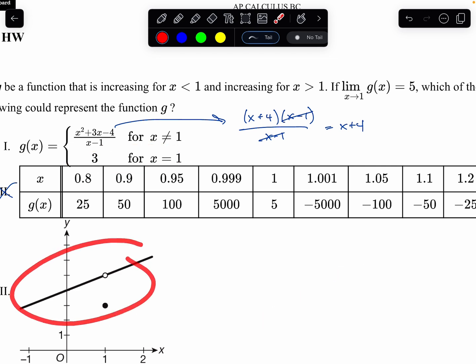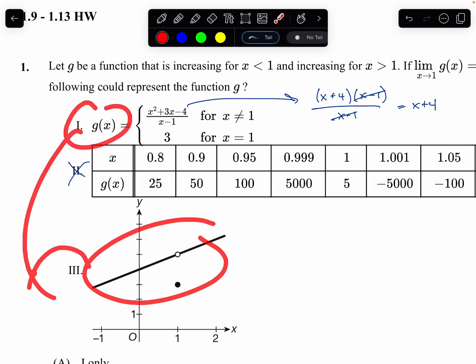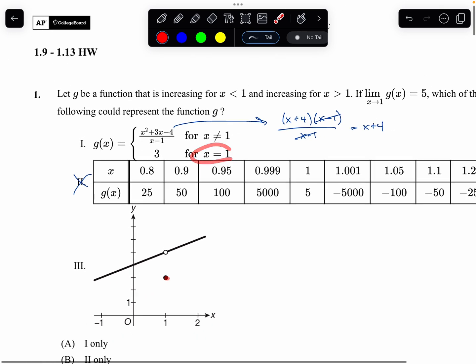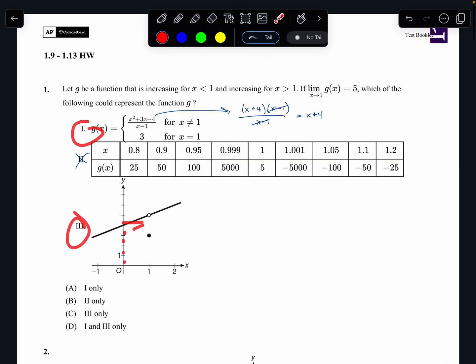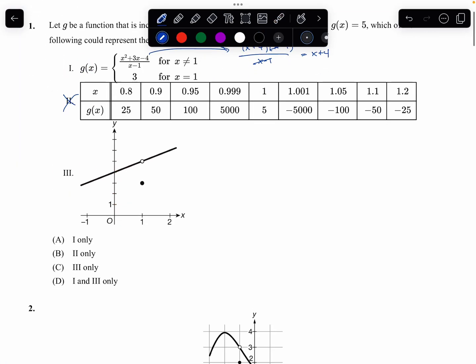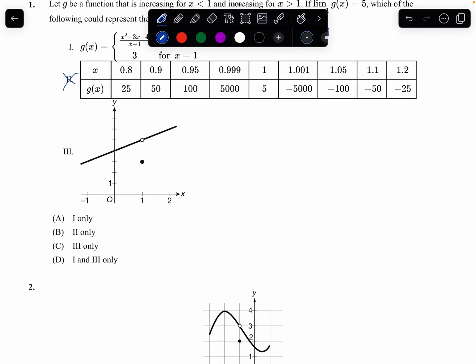I think it's just this graph down here. I think that these are the same graph, because 1, 2, 3, 4, and then at x equals 1, it's supposed to be equal to 3, but the limit as x approaches 1 is equal to 5. So it looks like 1 and 3 are the same thing, and it does look like that checks off what we need. So 1 and 3 only, not 2.